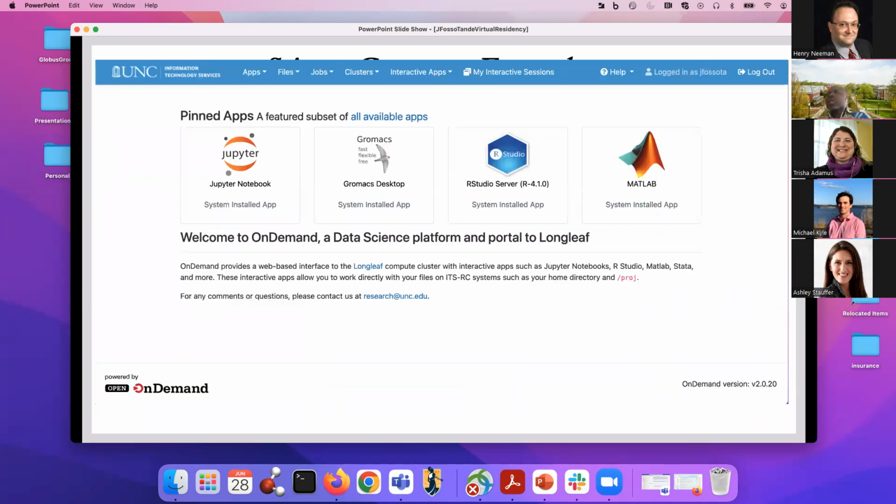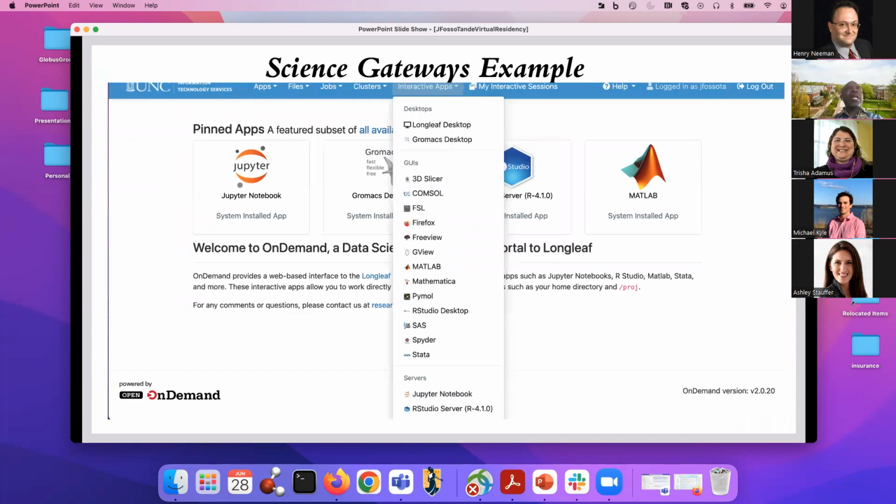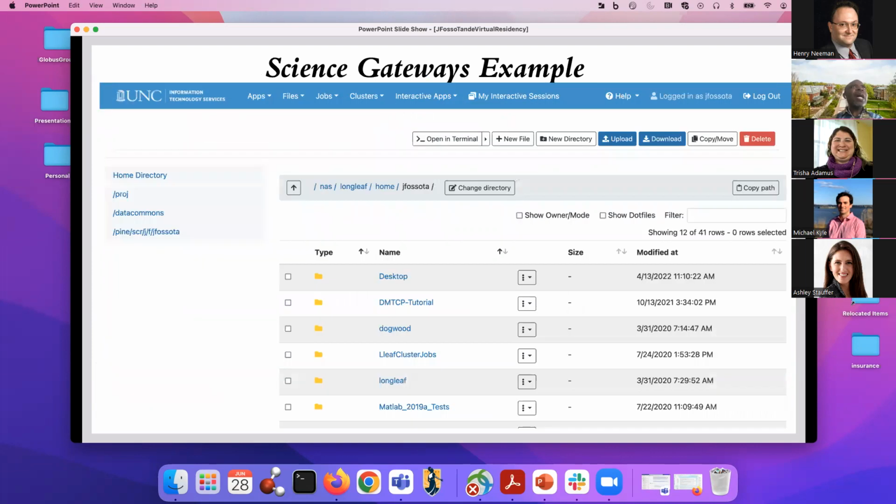And this is an example of a science gateway, something that I help my users with. This is the Open OnDemand portal for the University of North Carolina at Chapel Hill. Within that gateway, you can see the listing of all the applications available on the clusters, and you can equally access your file system or the HPC file system from your desktop. Sometimes you have users who won't use the HPC because they're not comfortable with the command line. So this is something good for them.